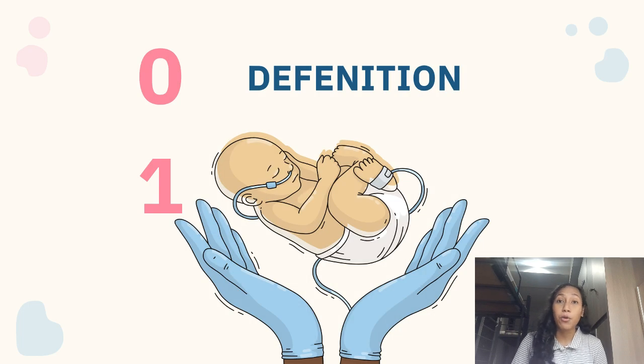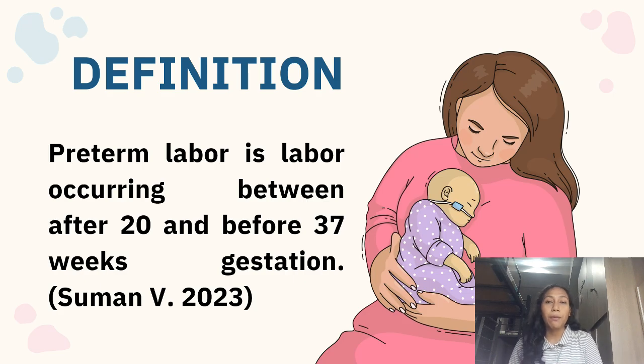Okay, the first one is about the definition. The definition of preterm labor is labor occurring after 20 and before 37 weeks gestation. Preterm labor is subcategorized as early or late preterm. Early preterm labor occurs prior to 33 weeks gestation, and late preterm labor occurs between 34 and 36 weeks gestation.